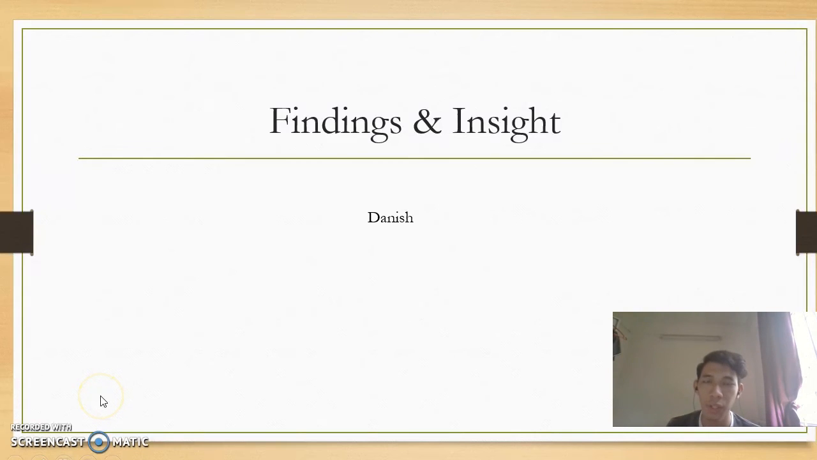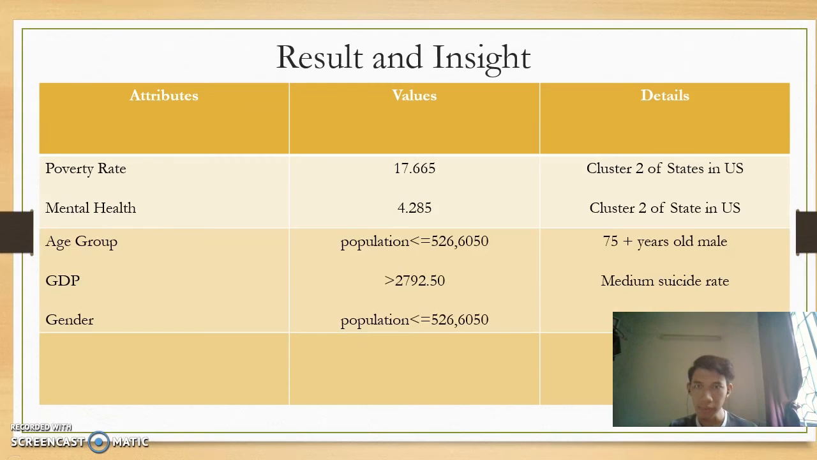Thank you. Moving on to our findings and insights. So here are our results. Two attributes are from one data set, and another is from another data set. So first, the poverty rate and also the mental health from the US data set, which has the value of 17.665, and it is found in cluster 2 of states in the United States. And for the mental health, the value of 4.285 is also found in cluster 2 of states in the United States.